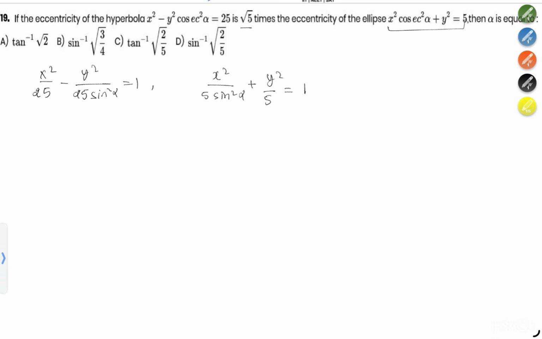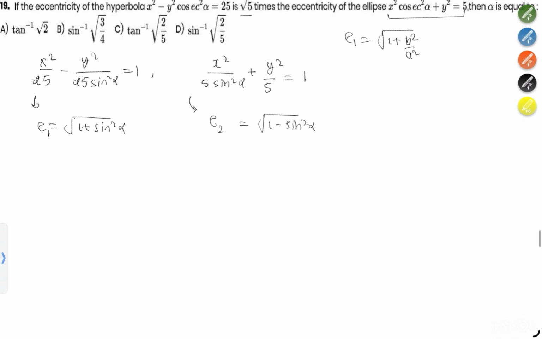So let us find the eccentricity of the hyperbola. If you are finding the eccentricity, E will become square root of 1 plus sine square alpha. And here the eccentricity will become, this is E1, let us assume this is E2, square root of 1 minus sine square alpha. We are using the same formulas. For the hyperbola, we have square root of 1 plus b square by a square. For the ellipse, we have square root of 1 minus b square by a square. Those conditions we are using here. So now we got these two conditions.